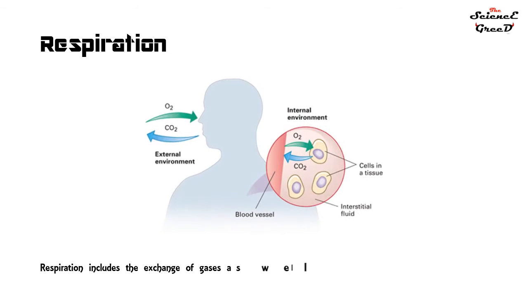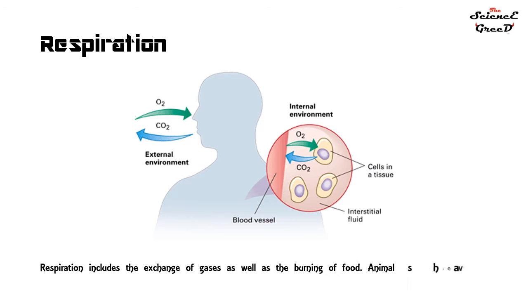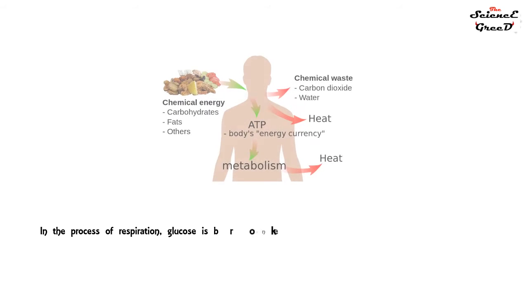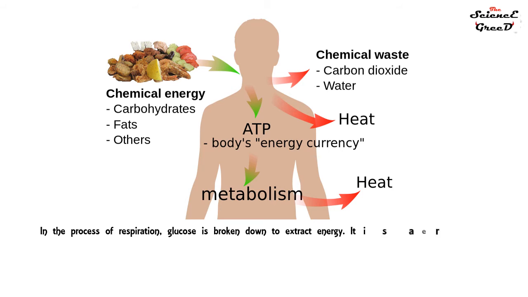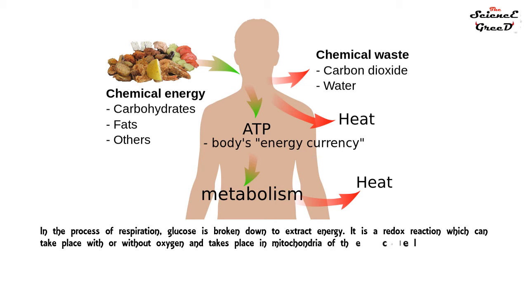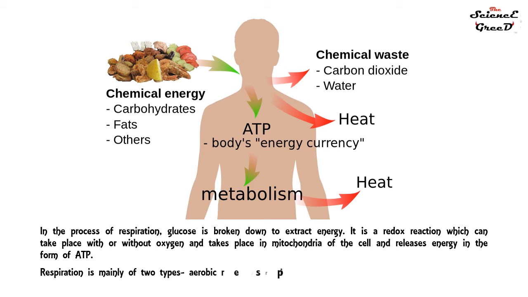Respiration includes the exchange of gases as well as the burning of food. Animals have a well-defined respiratory system for respiration. In the process of respiration, glucose is broken down to extract energy. It is a redox reaction which can take place with or without oxygen and takes place in mitochondria of the cell and releases energy in the form of ATP. Respiration is mainly of two types: aerobic respiration and anaerobic respiration.